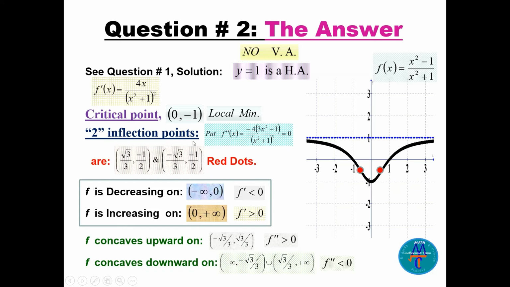There are 2 inflection points, so find f double prime. This is f double prime. When you check it, you find 2 inflection points, increasing, decreasing, concaves up, concaves down. This is the graph, a very nice graph. These red dots are the inflection points.